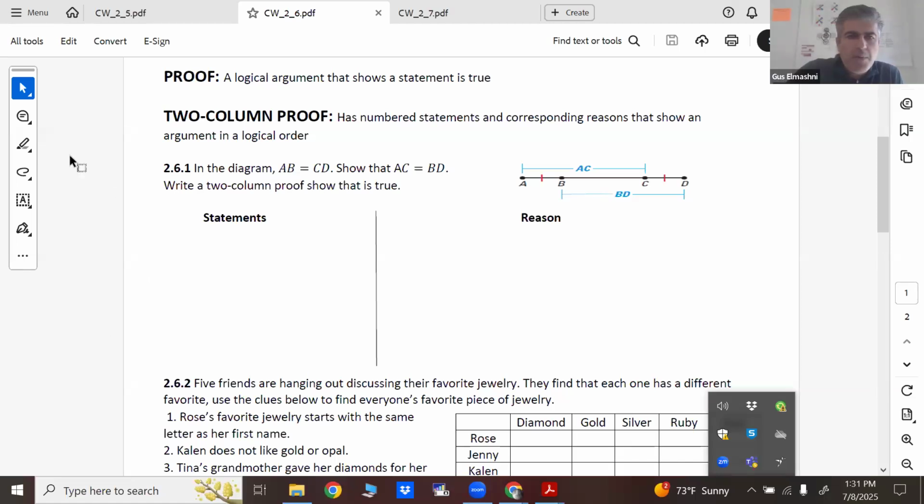Yeah, now we're beginning the process of writing a proof. So what we're going to do is state what we're given, AB equals CD.